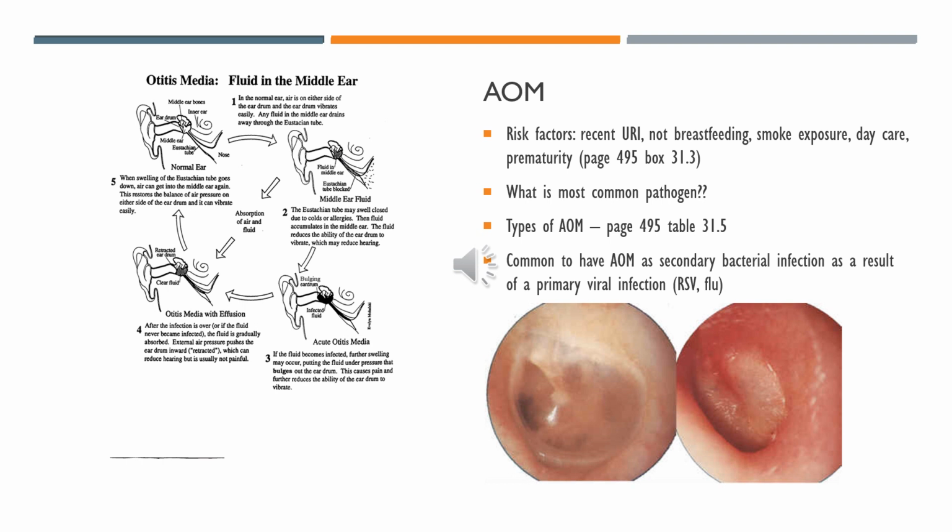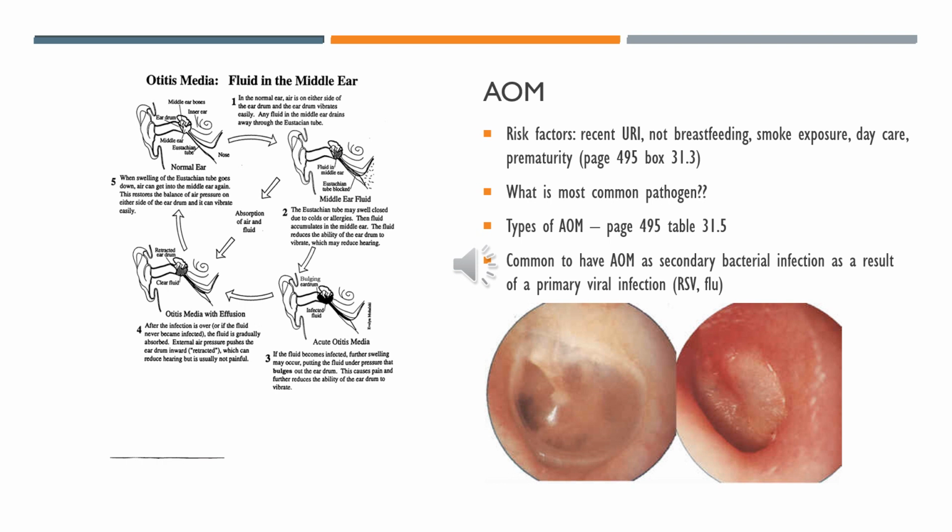If you look on page 495, box 31.3, it goes more into detail, but the biggest ones are prematurity, daycare, tobacco, smoke exposure, not breastfeeding, and recent upper respiratory infection. Okay. It's common to have acute otitis media as a secondary bacterial infection to primary viral infections such as RSV or the flu. Okay, that's very important to know.